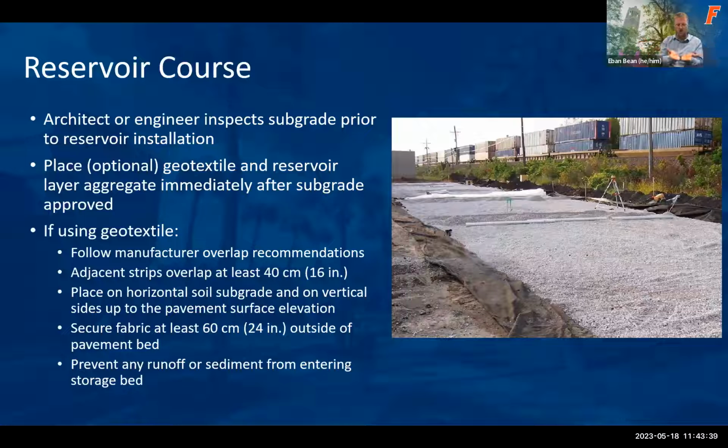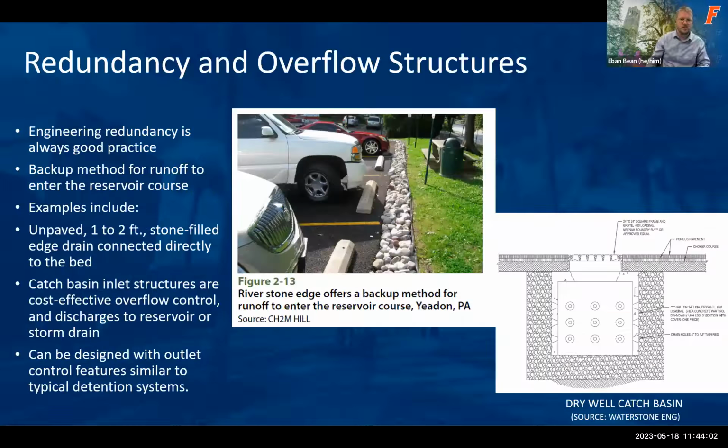So you have all sides of that storage zone covered. You want to secure the fabric at least 2 feet outside the pavement bed. This is a good way to keep it anchored and prevent it from breaking away and falling down, leading to a failure. And then again, prevent any runoff or sediment from entering the storage bed during the installation.